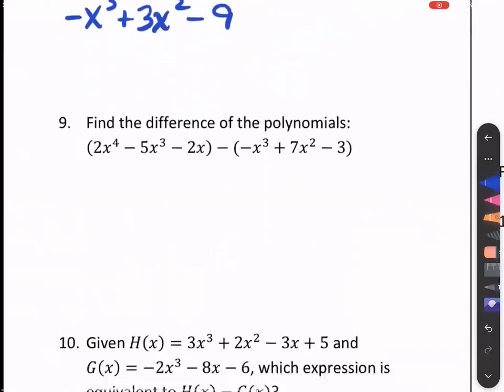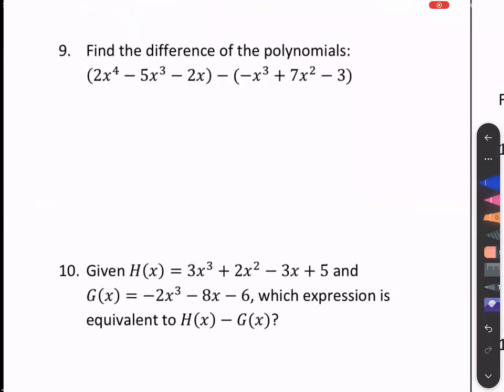For question number 9, we're subtracting here. And remember, whenever you subtract, you have to change all of your signs to the right. And then once I've changed those signs, I can do the exact same thing that I did with number 8, where I'm just combining my like terms. So I've got 2x to the 4th, and that doesn't have anything to combine with, so I'm just going to rewrite it. Then I have my x cubed terms, and I combine those. I've got negative 5 plus 1 gives me negative 4x cubed.